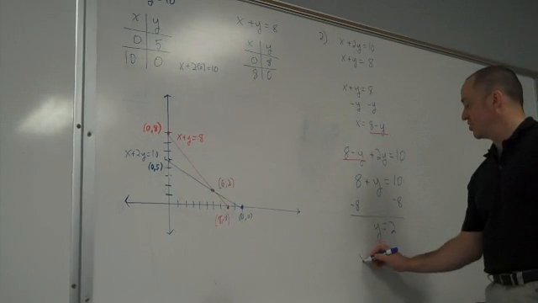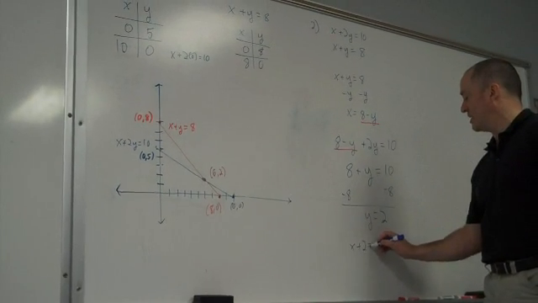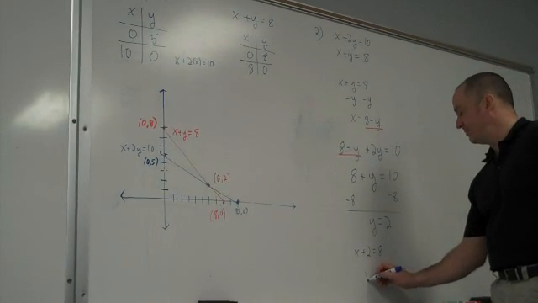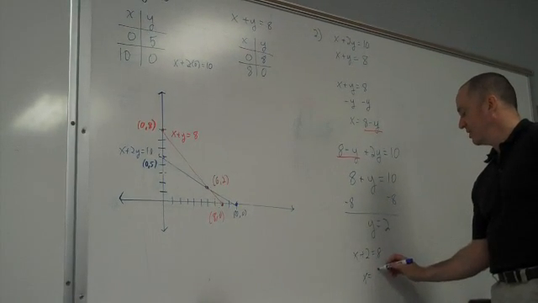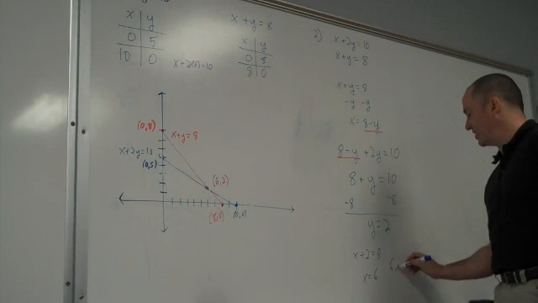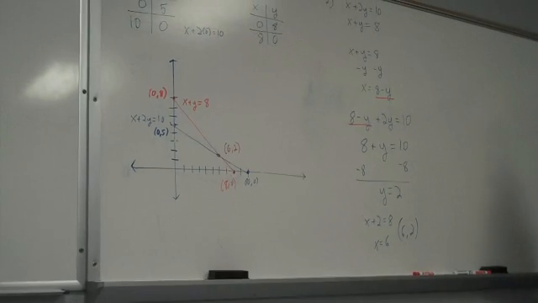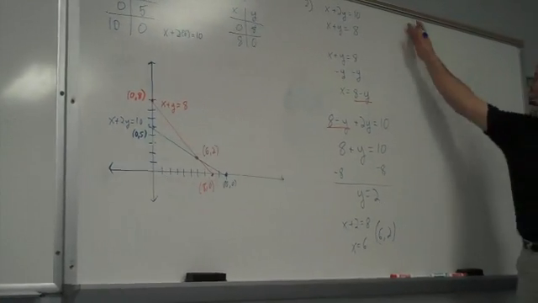I think the second one's easier. I'm going to say x plus 2 equals 8. And then what does that mean x will equal? X will equal 6, so I write 6 comma 2. And that's my answer. Okay? Any questions on using substitution?